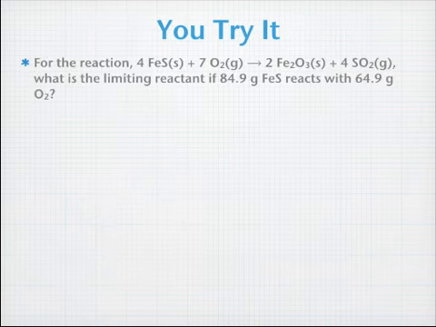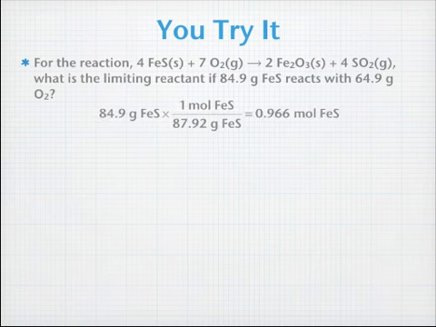Okay, your turn. I give you this new reaction, 4 FeS and 7 O2 gas. This is a combustion reaction, even though there's no carbon or hydrogen there. It makes 2 Fe2O3 and 4 SO2. What is the limiting reactant with those amounts of FeS and O2? I'm going to pause the video and then start it up again when you're done. And we're back. Let's see how you did.